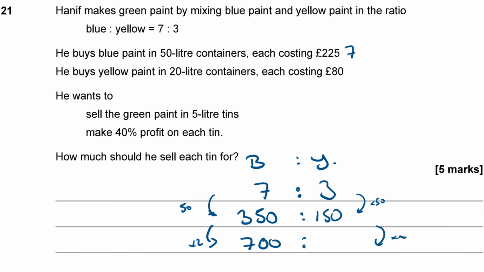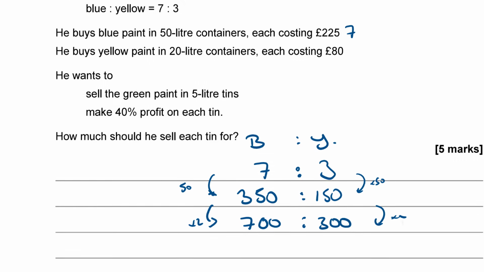Let's say I need 700 litres of blue paint, and for that I need 300 litres of yellow paint. Now that is a multiple of 20, isn't it? And that is a multiple of 50. So 700 is a multiple of 50, 300 is a multiple of 20. So I can work out how many of each paint pots I need to buy now.